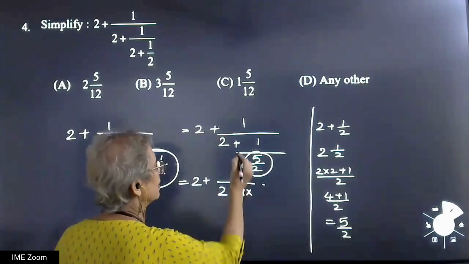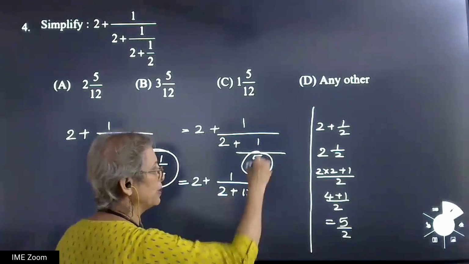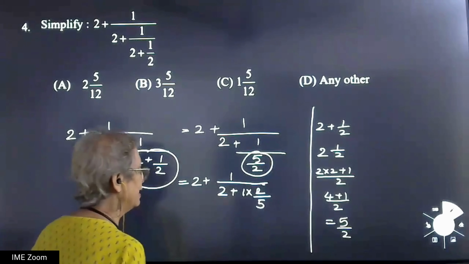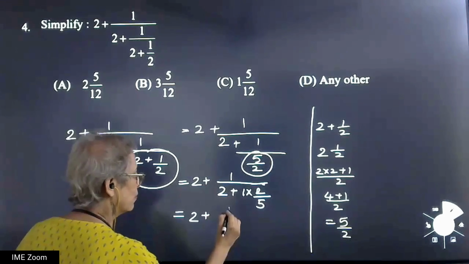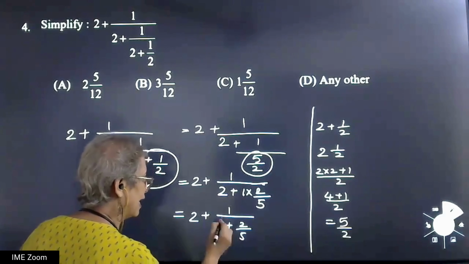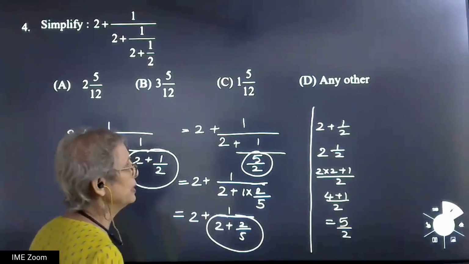It is 2 plus 1 into this, 5 by 2 becomes 2 upon 5. Right? And therefore the sum becomes 2 plus 1 upon 2 plus 2 upon 5. Now we have to simplify this. Okay? So we will do here.